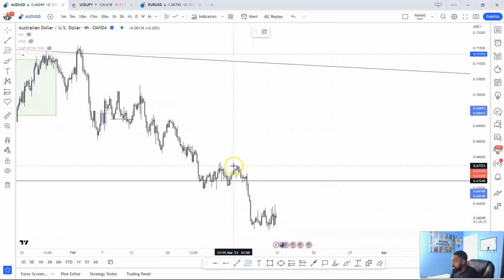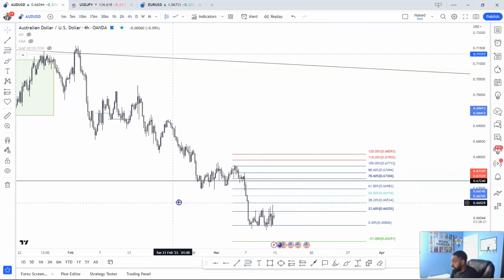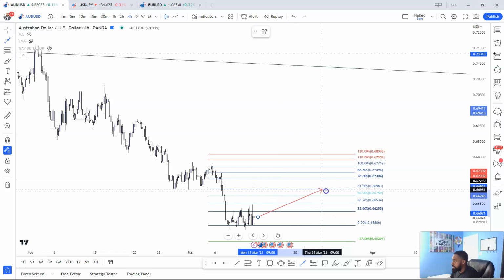All we would have to do is draw fibs, point A to point B, and this is for a continuation. Wait for the market to come up and test newfound resistance. It'll look something like this. Now it could be 38.2, 50%, 61.8, 78.6, all the way up to 100%.